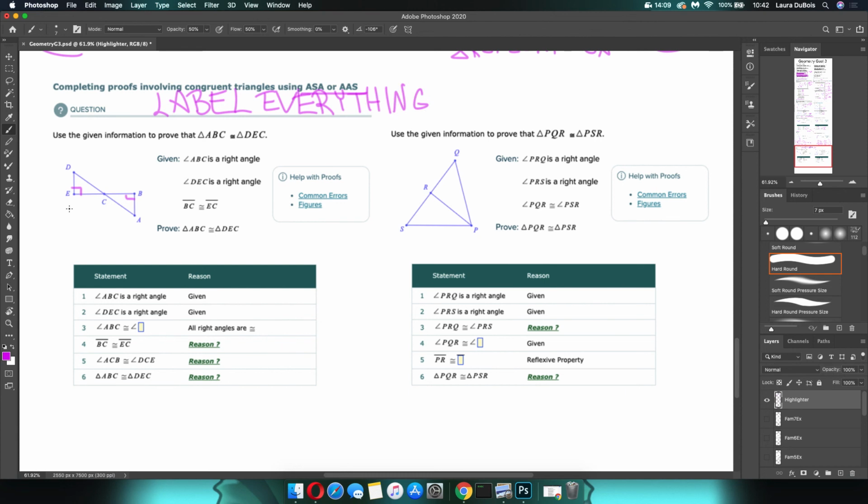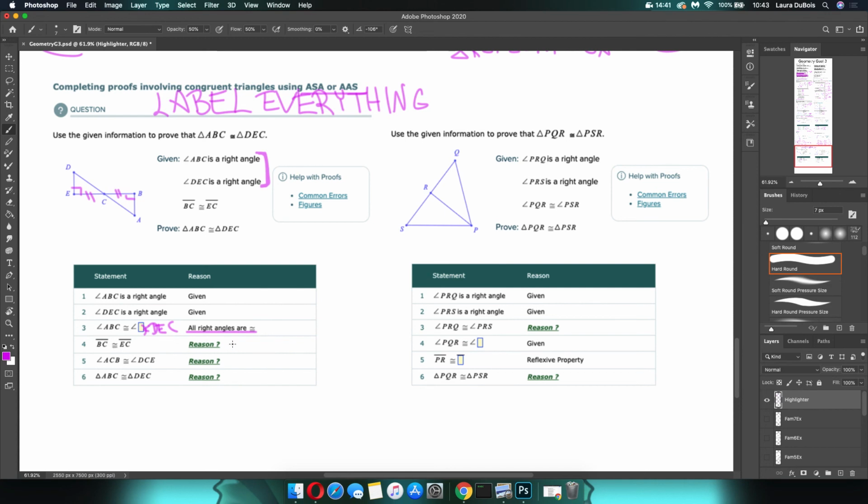What else are we told? We're told that BC is congruent to EC. Oh, and then we have, I can take a guess. Okay, so they set things up a little bit differently here because they didn't actually say that your angles are going to be congruent. They just said that they're both right angles. But there is a thing in geometry that says all right angles are congruent. So angle ABC is congruent to angle DEC. Okay, so far so good.